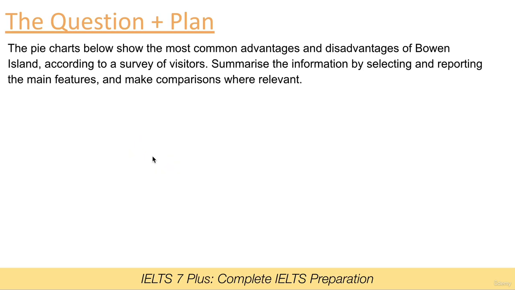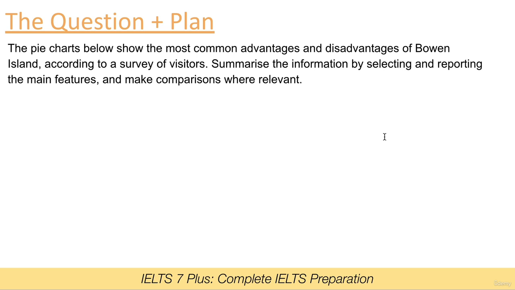Alrighty. The pie charts below show the most common advantages and disadvantages of Bowen Island, according to a survey of visitors. Summarize the information by selecting and reporting the main features and make comparisons where relevant. Okay, so we've got the same question here. They want us to select and report the main features and also make comparisons if it's relevant, if it's important.